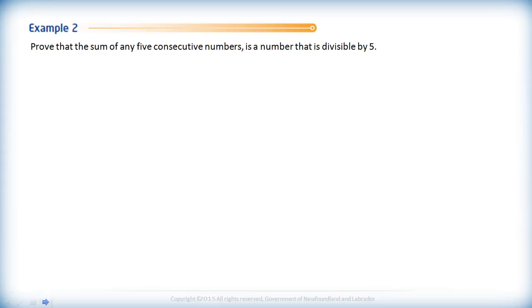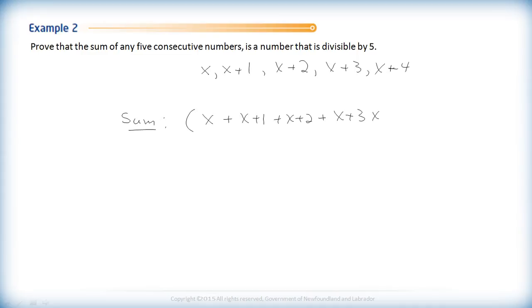Okay. Prove that the sum of any 5 consecutive numbers is a number that is divisible by 5. Okay, let's try that. 5 consecutive numbers. So x is our first number, x plus 1 will be our second, x plus 2 will be our third, x plus 3, and then I guess the last one would be x plus 4. So 4 more than the first would be the fifth one. So prove that the sum of those is divisible by 5. So we have x, and then we add x plus 1, and x plus 2, and x plus 3, and x plus 4. We have to show that that's a number that's divisible by 5.